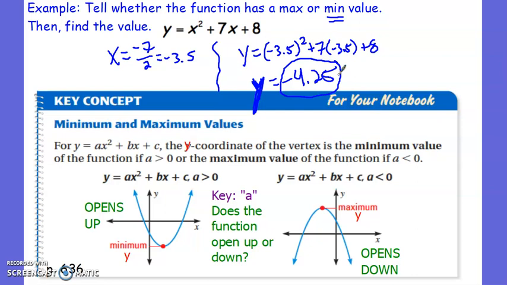The question is, is it a minimum or is it a maximum? I hope that helps you again find both the axis of symmetry using negative b over 2a, the vertex, again using that x value to go get the y value, and also be able to use that y value to identify is it a maximum or a minimum on your graph.